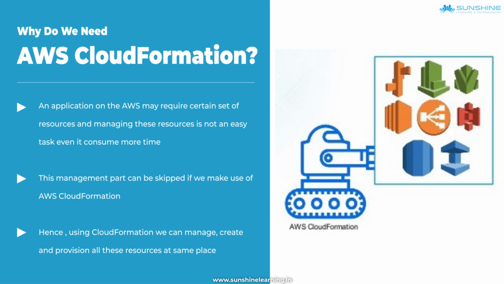So an application on AWS may require a certain set of resources, and managing these resources is not an easy task, and it consumes more time. This management part can be skipped if we make use of AWS CloudFormation. Hence, using CloudFormation, we can manage, create and provision all these resources at the same time. So if we have to create all these resources together, we just have to create a template and deploy the template. So what we need to do mostly in CloudFormation is how to create that template and what the template structure is.